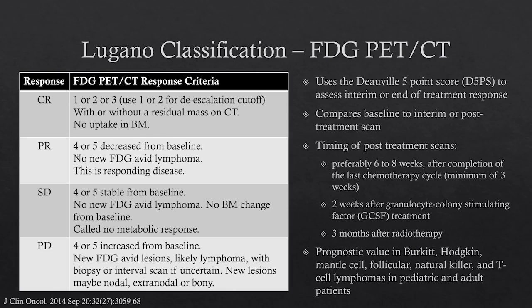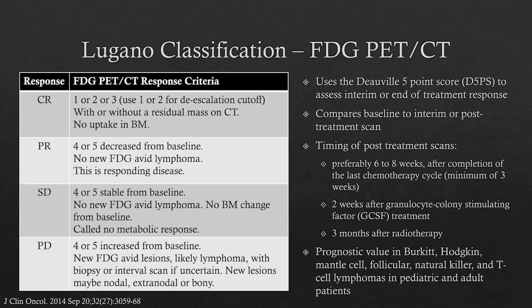For partial response, a 4 or 5 decreased from baseline. That means it's still greater than hepatic levels of uptake, but it's decreased from the baseline scan, and there's no new FDG-avid lymphoma, then this is considered partial response or responding disease.